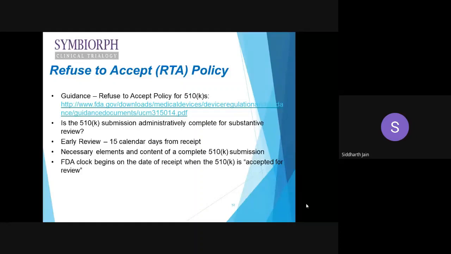The refuse to accept policy is very important. In many cases, if you don't have proper documentation, the US FDA can refuse to take your application. They can refuse your application, and you have to do the process again from the beginning. So it's my request that you kindly check that all the documentation you are preparing is accurate and fulfills all the requirements for the 510K. Otherwise, it will be very difficult to resubmit your documents.